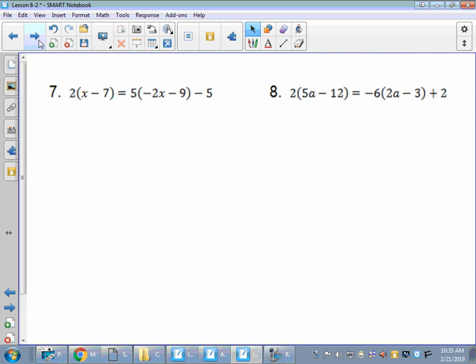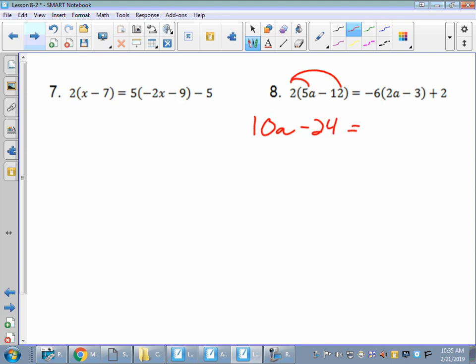All right, so again, two distributives going on, one on each side. So 2 times 5a is going to give me a 10a. 2 times negative 12 is going to be a negative 24. And on this side, I've got a negative 6 times 2a is going to be a negative 12a. Negative 6 times negative 3.